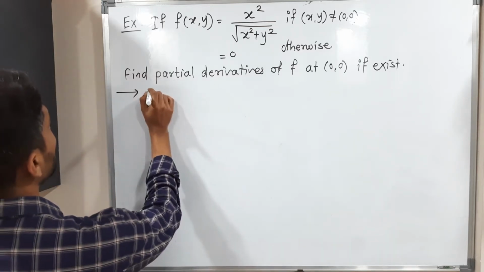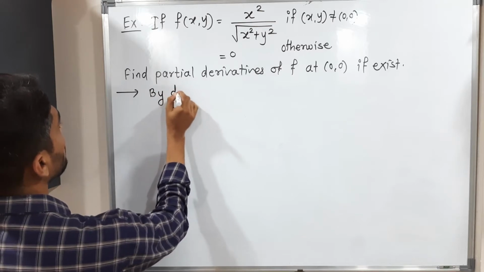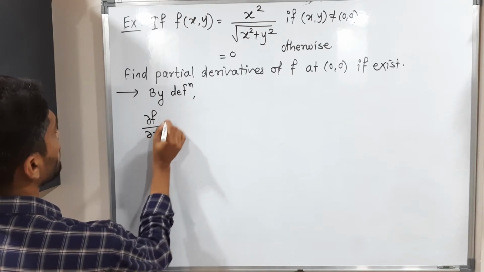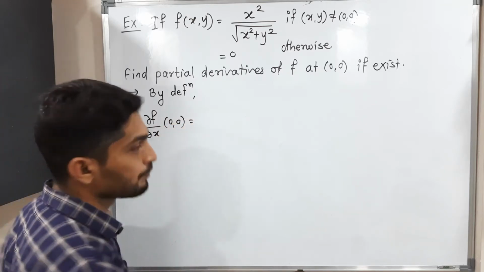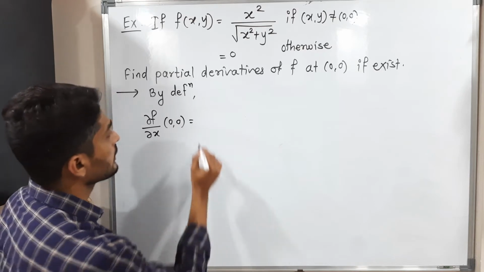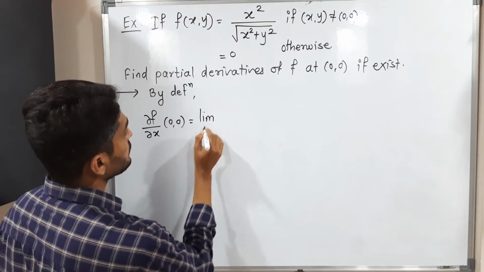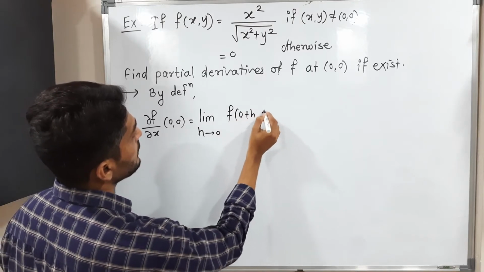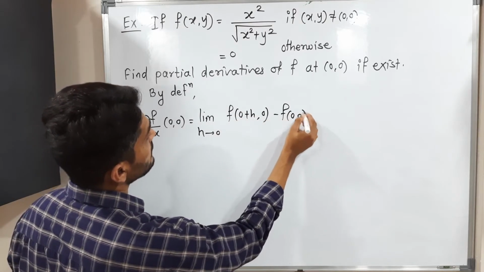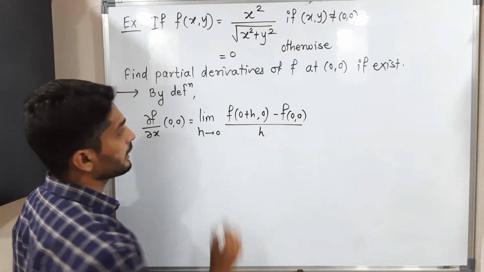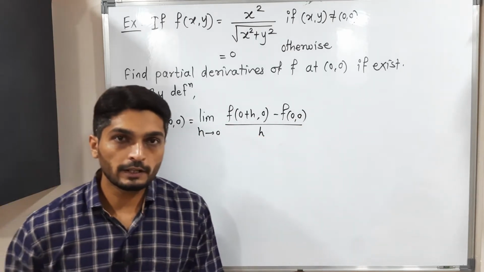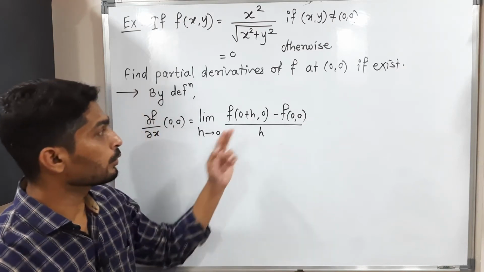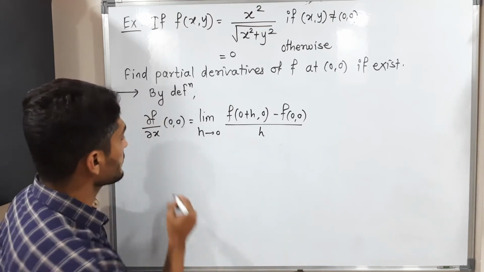So clearly I will mention by definition. By definition, ∂f/∂x at point (0, 0) is, the definition says, limit h tends to 0 of f(0 + h, 0) minus f(0, 0), divided by h. See, here we are finding the derivative with respect to x, with respect to the first component. So that's why I added h only in the first component. Okay, so let us solve.